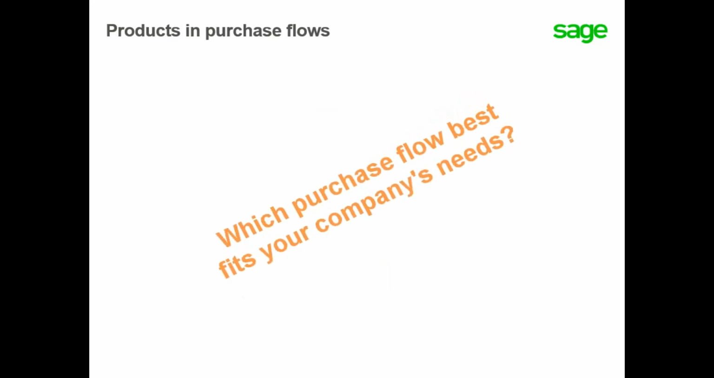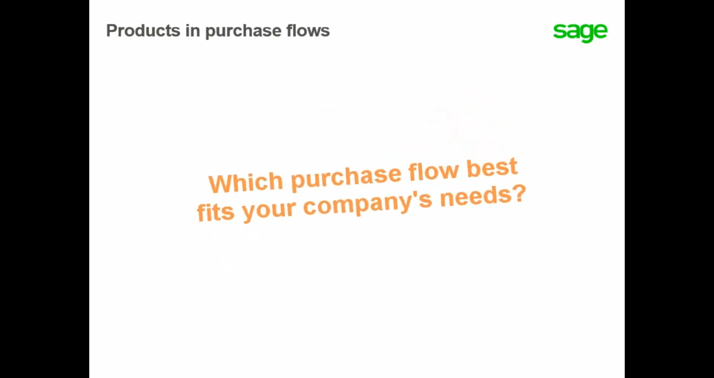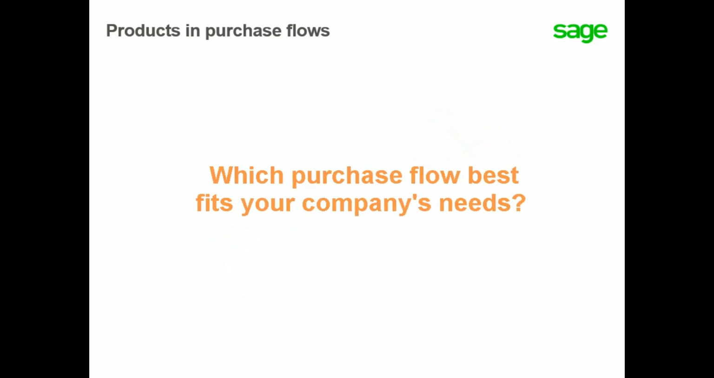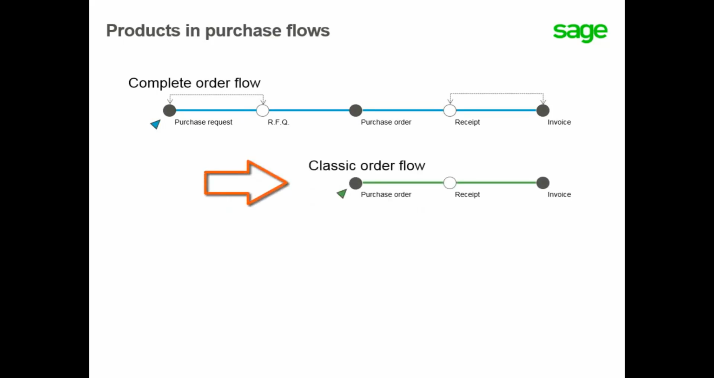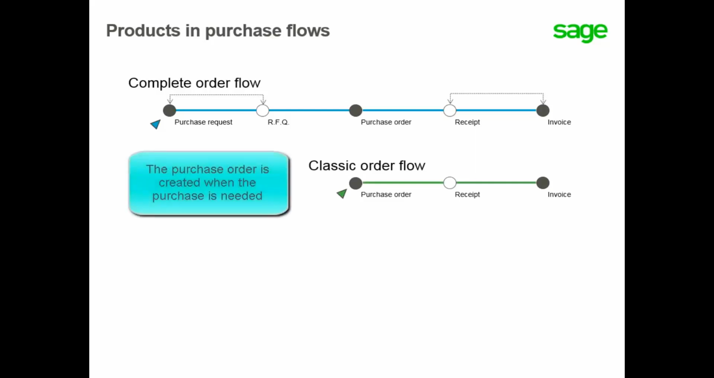Now, purchasing provides you with the flexibility to determine which purchase step or flow best fits your company's needs. For example, you can choose to begin with a purchase request followed by a request for a quote and an actual purchase order. You receive an invoice as shown in this complete order flow. This is an example when management of internal requests is not required. When a purchase is needed, as seen here, the purchase order is created.